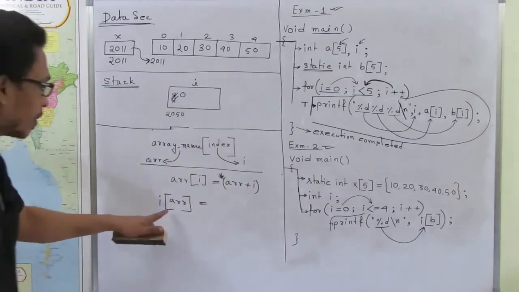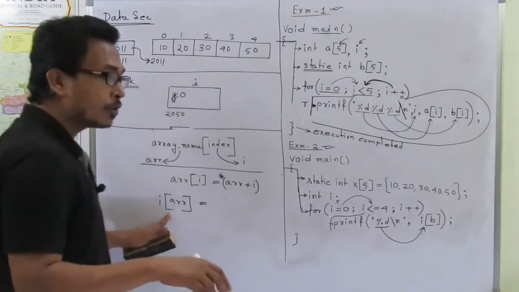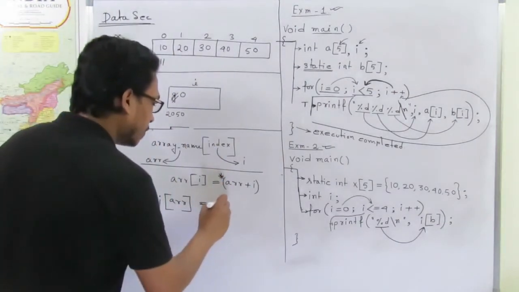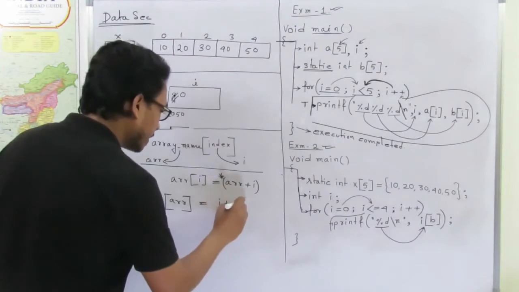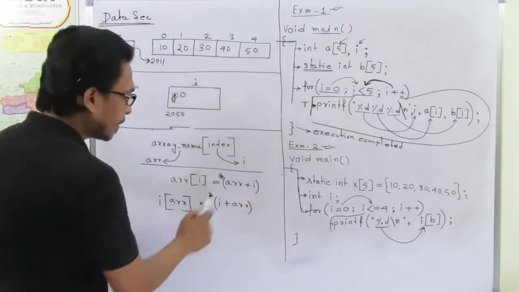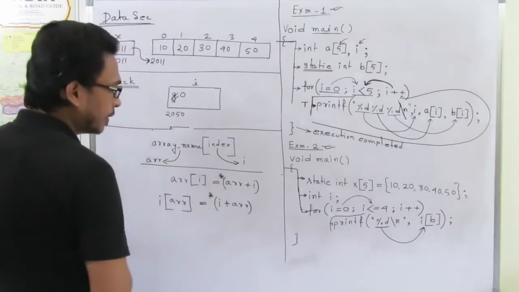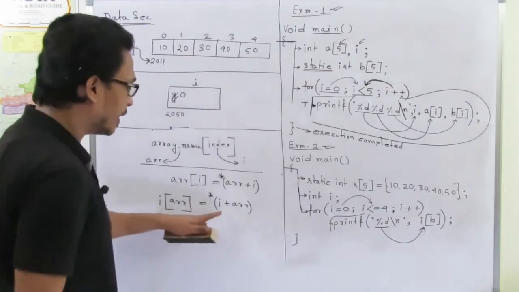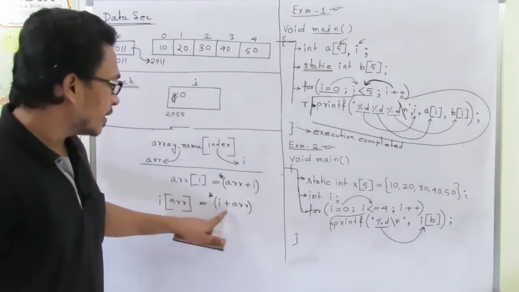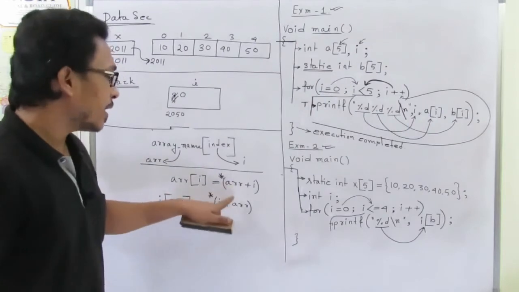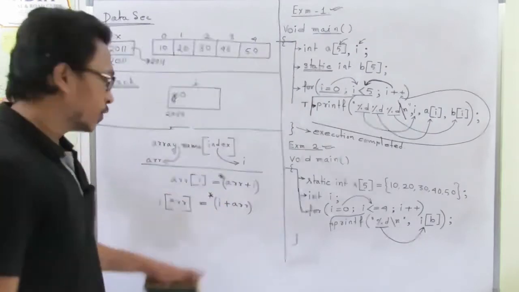Now again the system will convert this particular subscript operator into pointer notation, and look what we get here: I plus ARR, with the indirection operator. Now look, both of these are equivalent. Here ARR is a pointer and I is an integer value, and here also I is an integer and ARR is an array. That means both of these are equivalent. Clear?